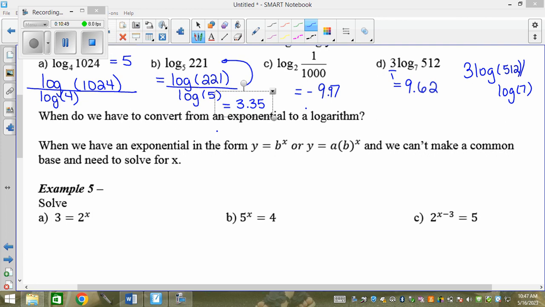So here it says when we have an exponential in the form y equals b to the x or y equals ab to the x and we can't make a common base, you need to solve for x. We were doing all the word problems and the only way you could solve them was y1, y2 in your calculator. Now you can actually solve them by converting to a log.